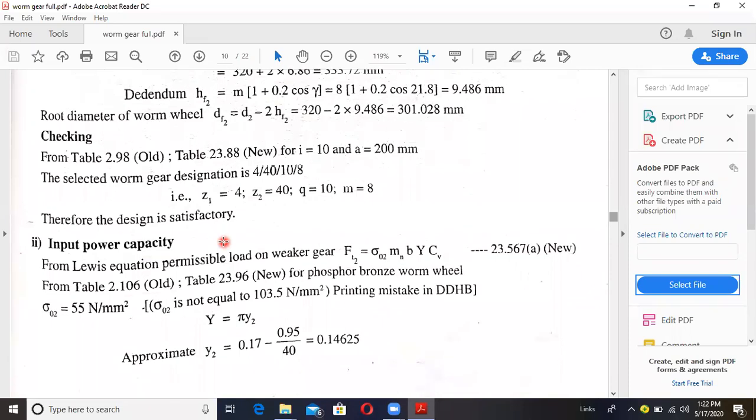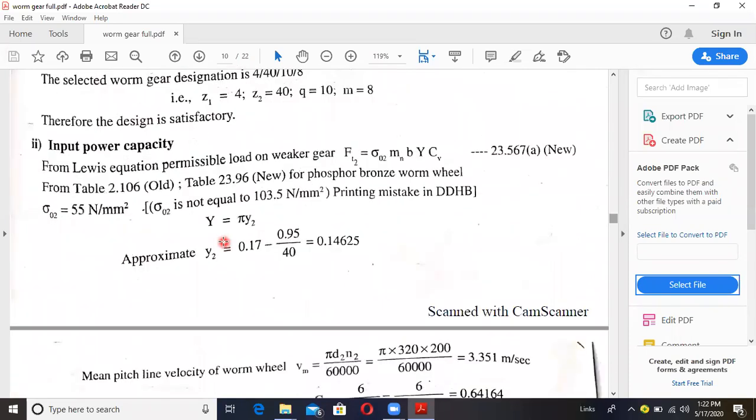So this is the first step. Up to here you have to calculate. Next step is input power capacity. Now from the Lewis equation, we are going to calculate FT2 is equal to sigma naught 2 Mn B Y into CV. This is the formula we are using to calculate the FT2, that is Lewis equation of the gear. Always we are designing for the gear only.